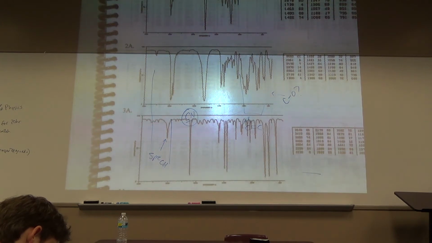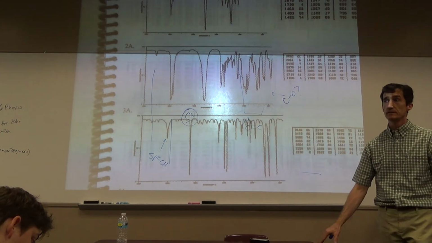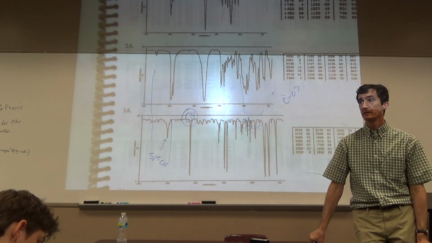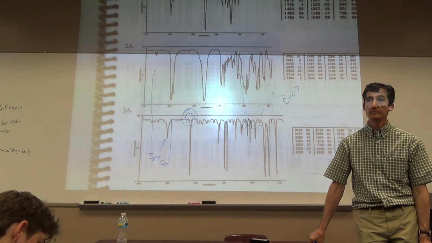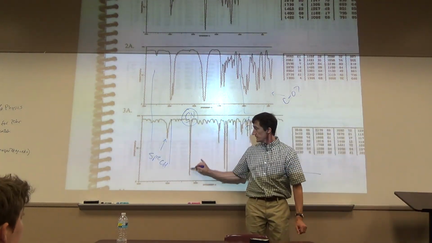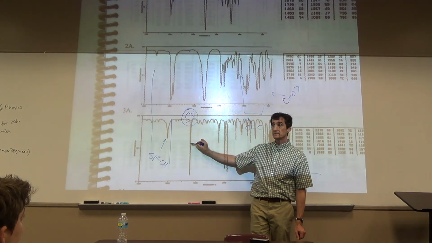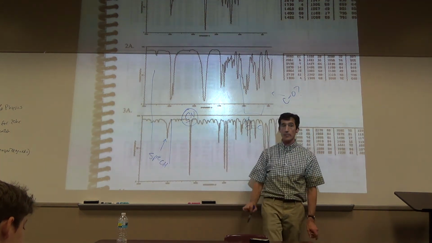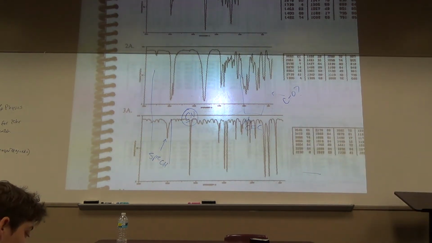See, the reason I think it's pretty easy is there's only one choice up there that has a CN. You see that? Did you think this was something else? Did you think it was maybe a CC triple bond? Well, if you said it was a CC triple bond, then what's the answer? There are none.